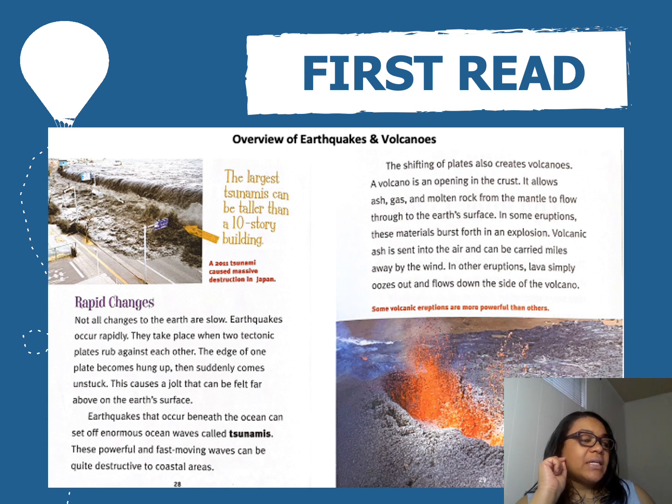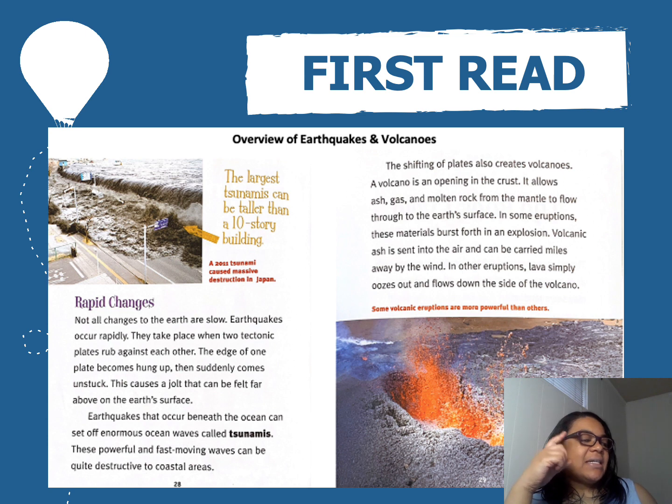A volcano is an opening in the crust. It allows ash, gas, and molten rock from the mantle to flow through the Earth's surface. In some eruptions, these materials burst forward in an explosion. I can see that in my mind. The ash and the gas and the rocks jolting up into an explosion.